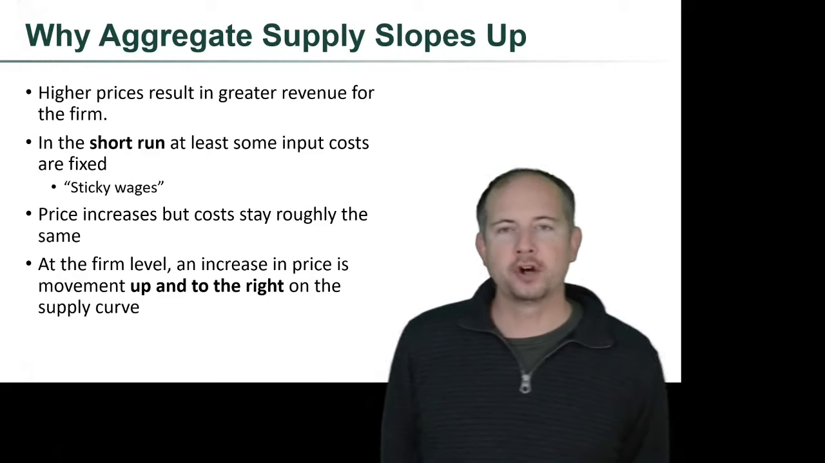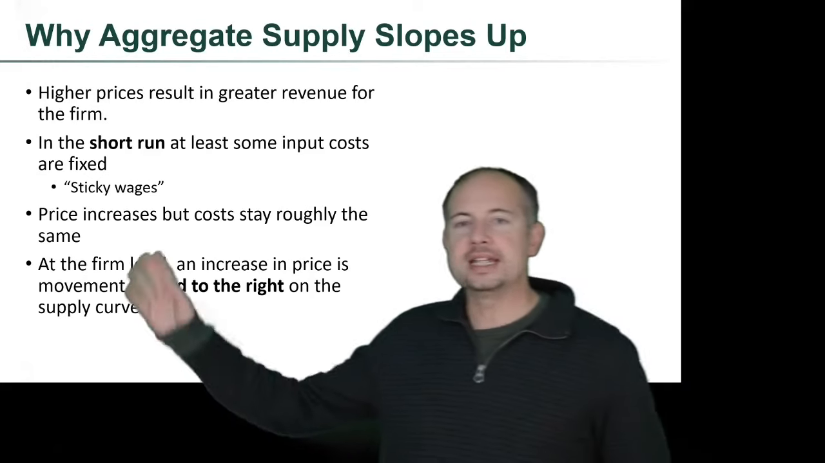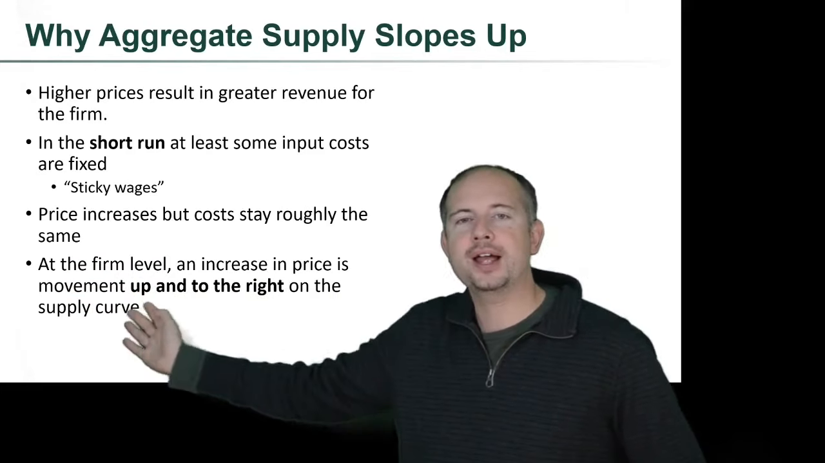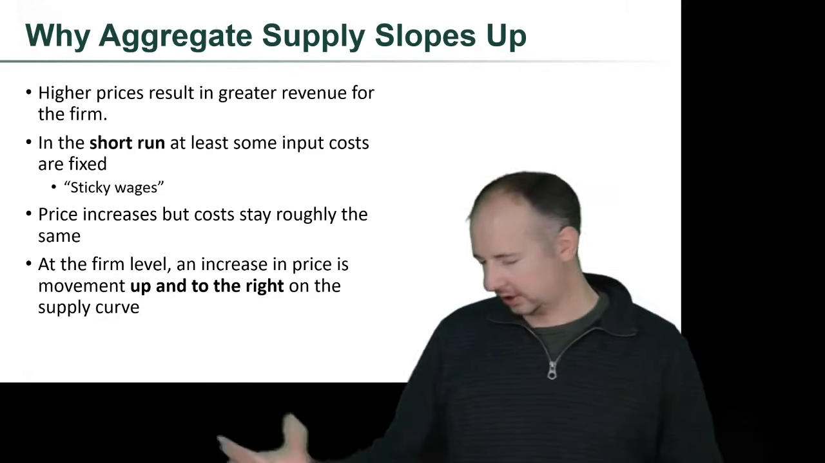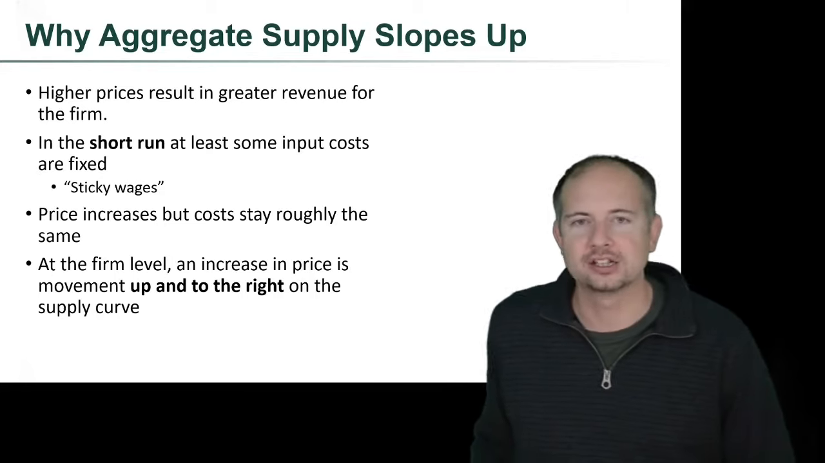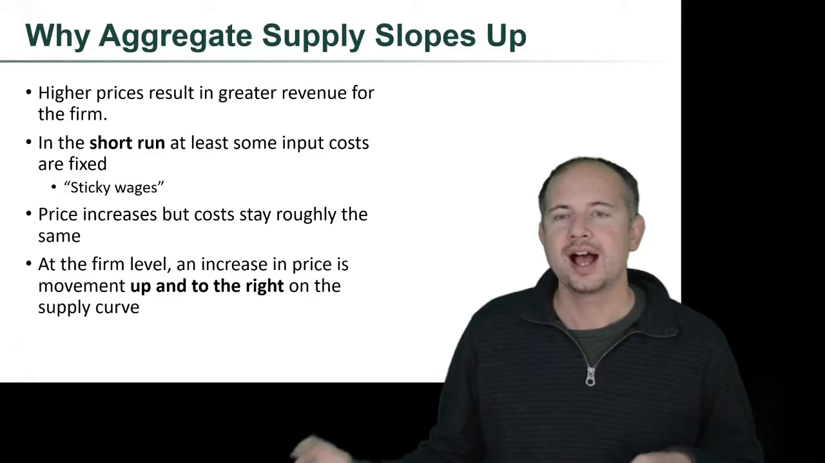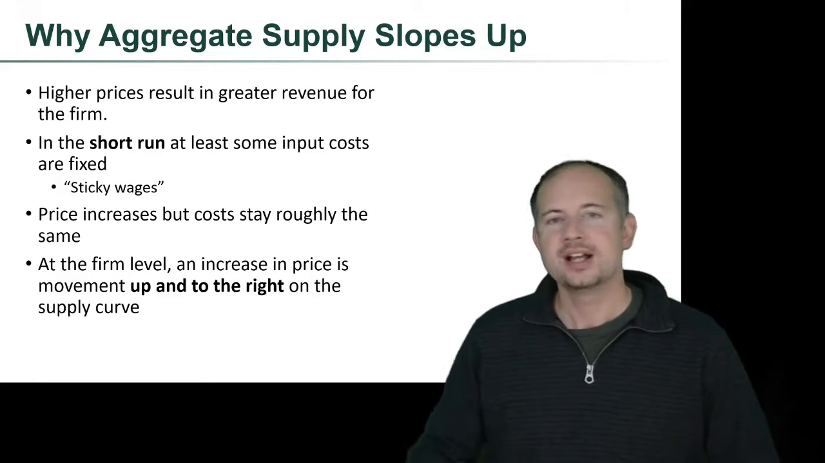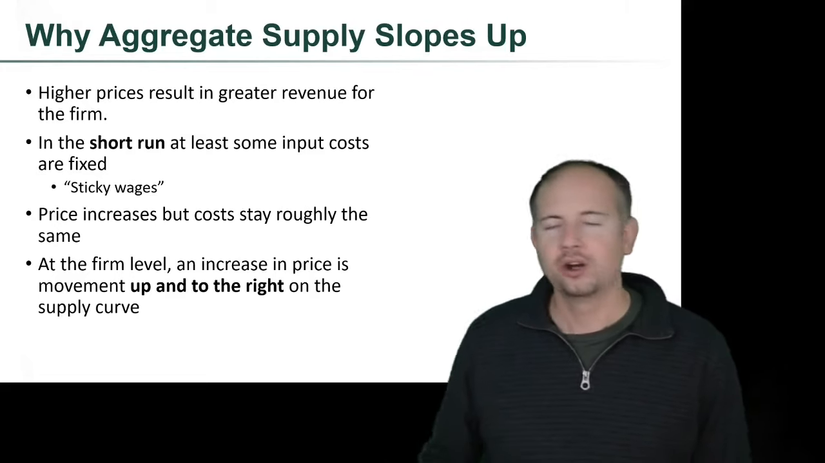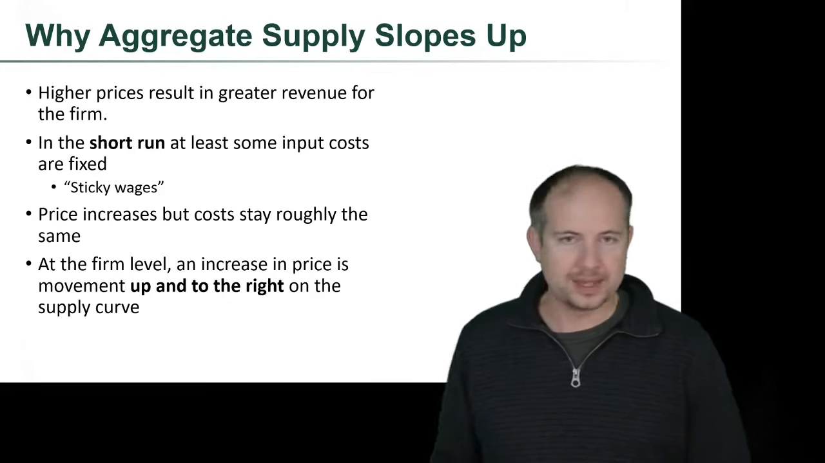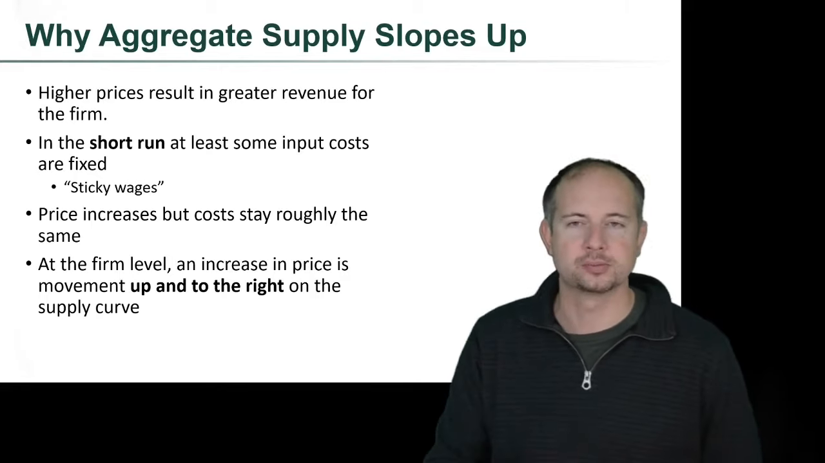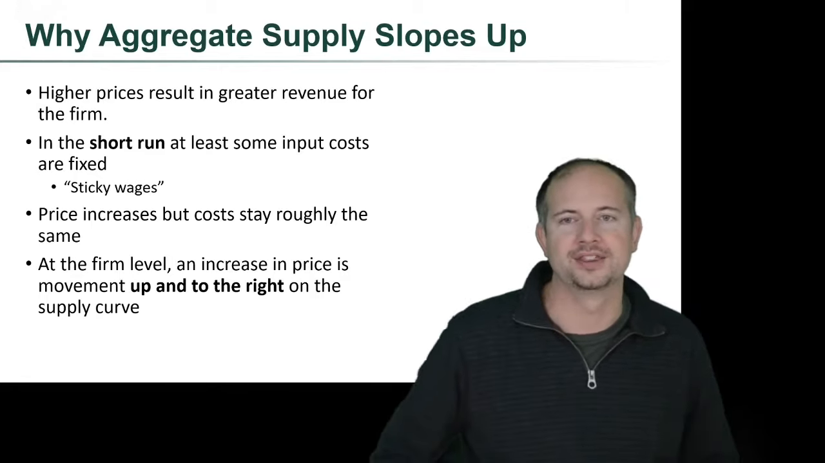Well, at the firm level, what does this mean? An increase in price is movement up and to the right on the supply curve, right? So we talked about how if something happens to make the price of the good I'm selling go up, right? If I have an oil well in my backyard, the price of oil goes up, I'm going to start producing more oil. Maybe I'll buy a better oil derrick, or make the oil pump run more hours. Either way, when the price goes up, I'm going to produce more. So we're going to move up and to the right on the supply curve.